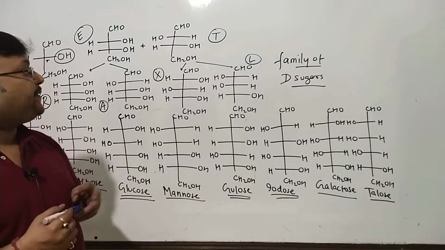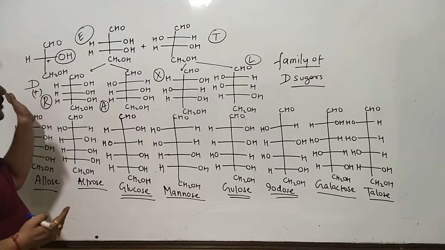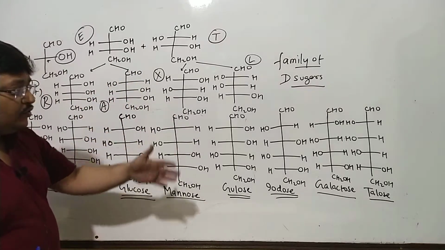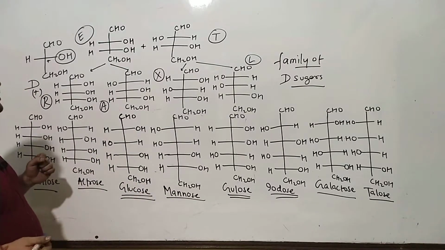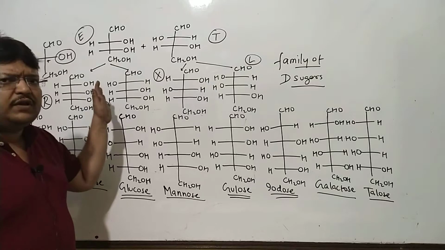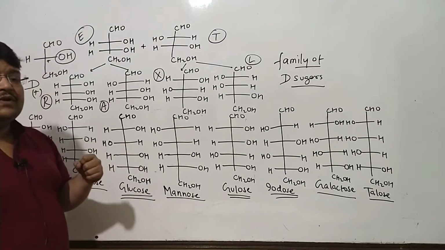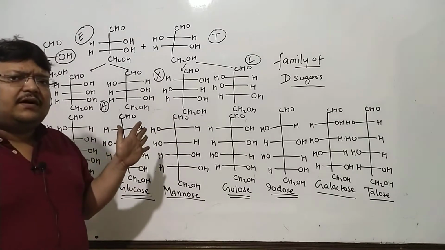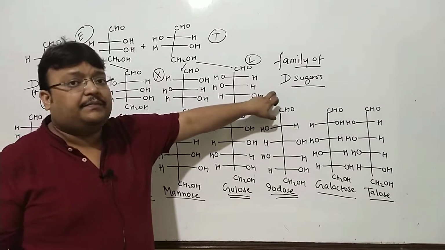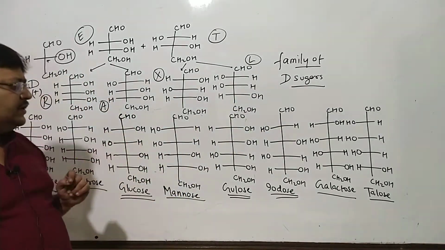I recall I told you capital D is not dextrorotatory because so many of them are going to be levorotatory. I remember some like erythrose, ribose, arabinose. I know they are levorotatory. So when there are a few levorotatory members here, they are all capital D, but they are all not dextrorotatory.